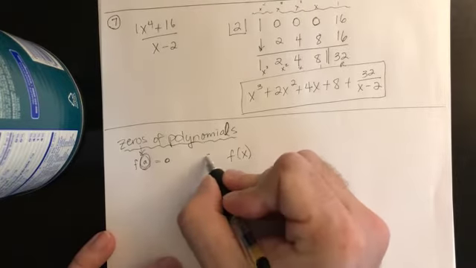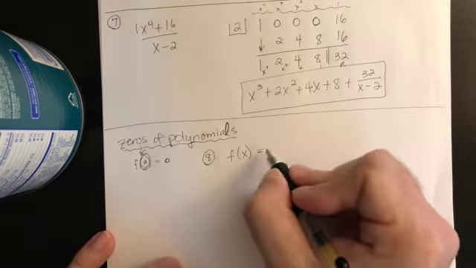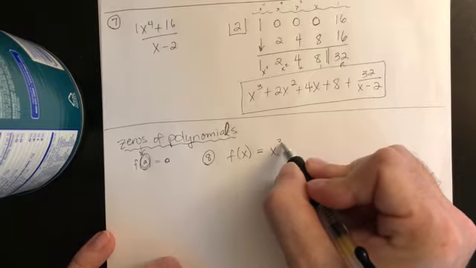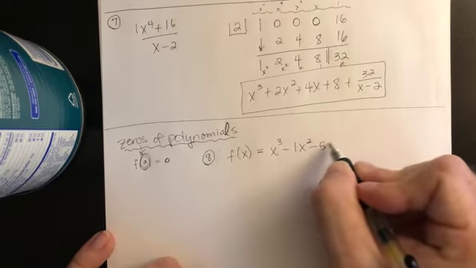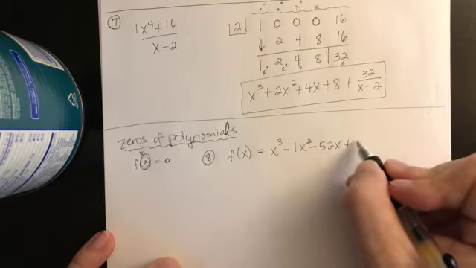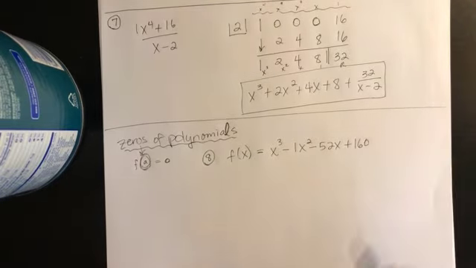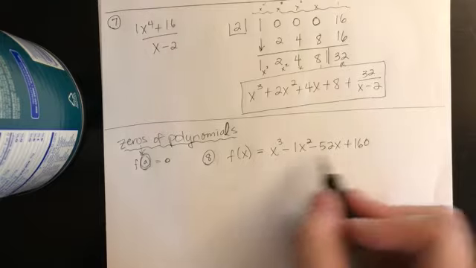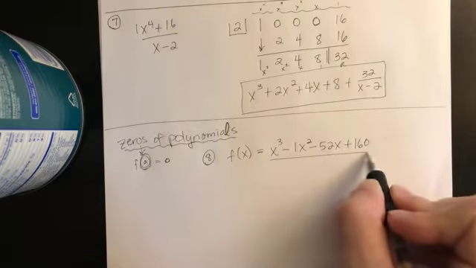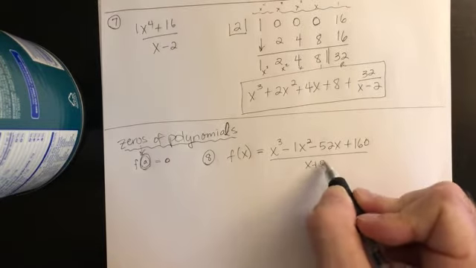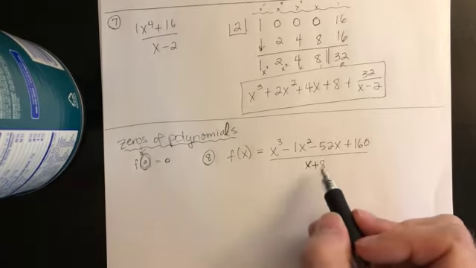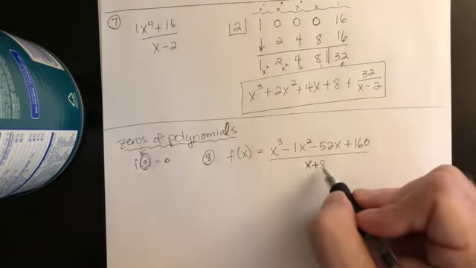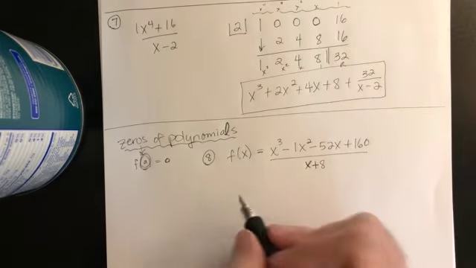Okay, so if we have the function, let me write this. So this is number 8. F of x is x cubed minus 1x squared minus 52x plus 160. And they say use synthetic division, divide this by x plus 8. So this is the idea. Somebody knows that negative 8 is a 0.